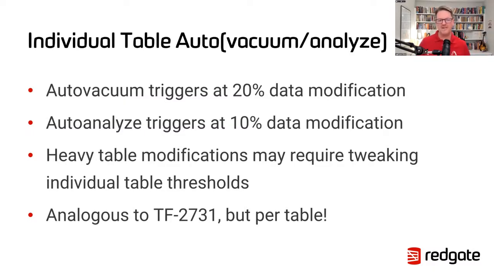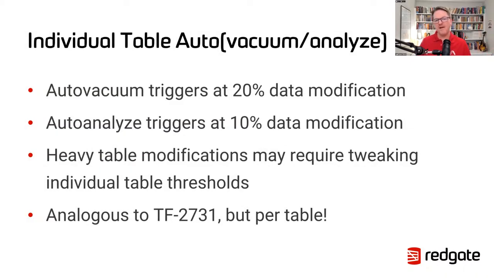Out of the box, Postgres is set to 20% of the rows to trigger vacuum and 10% to update statistics with analyze. Now, on a table that's 10,000 rows, it's probably fine. But 20% of 1 million or 10 million or 100 million rows means you wait until 2 million, 20 million, 200 million, and you are going to run out of space probably before vacuum kicks in. And it's just inefficient.